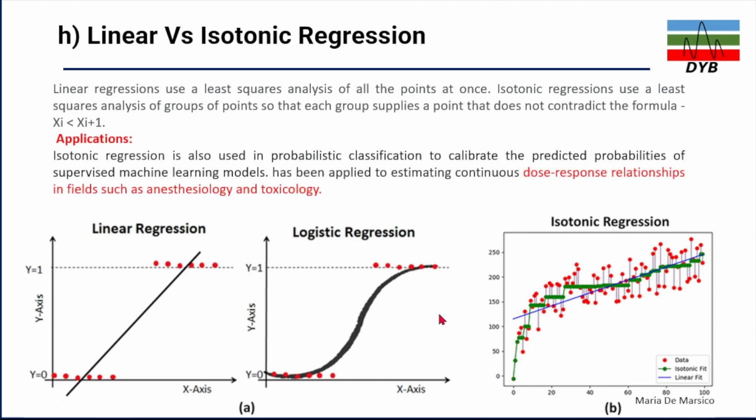The application of isotonic regression is in probabilistic classification, to calibrate the predicted probability of a supervised machine learning model. It has also been used to estimate the continuous dose response relationship in the field of anesthesiology and toxicology.